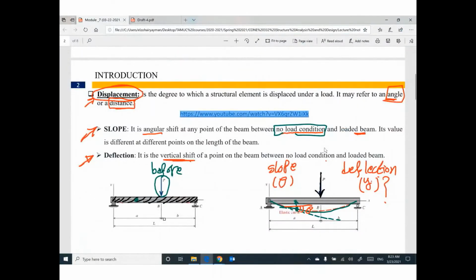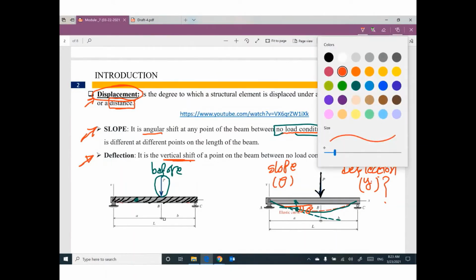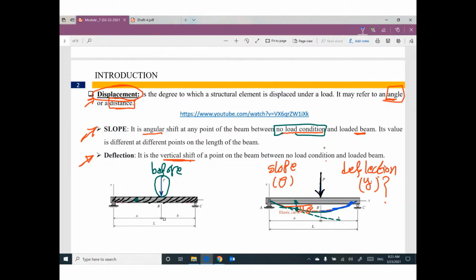So I can tell you this new curve, the new shape of the beam after you apply a load, can be called the elastic curve or deformed shape.